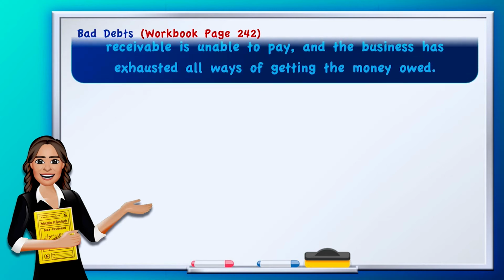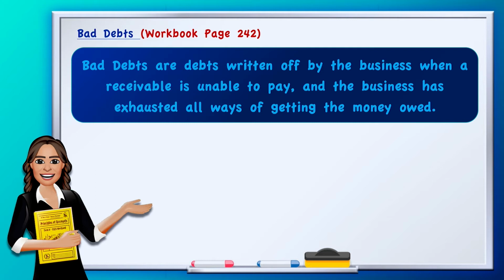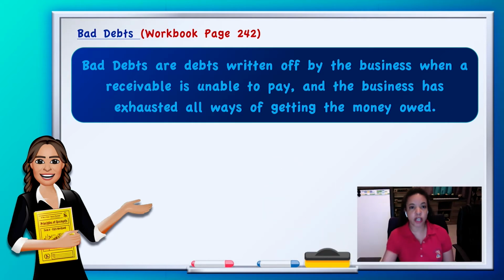And what you're going to write: bad debts are debts written off by the business when a receivable is unable to pay and the business has exhausted all ways of getting the money owed. So that is what we went through with our long explanation. They exhausted all of it.